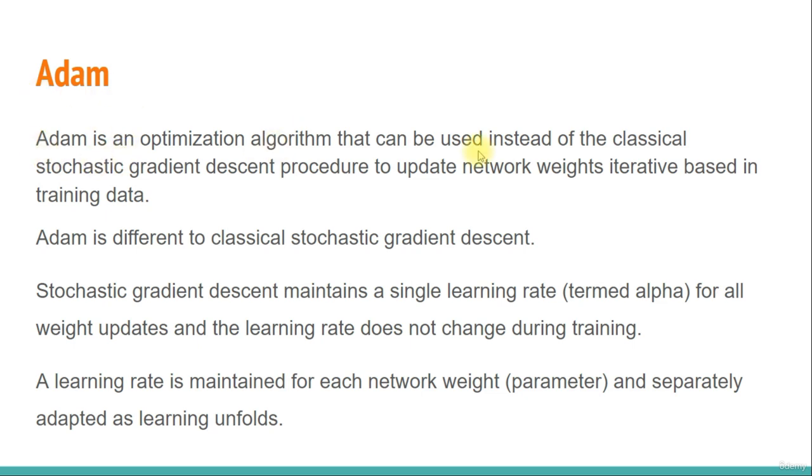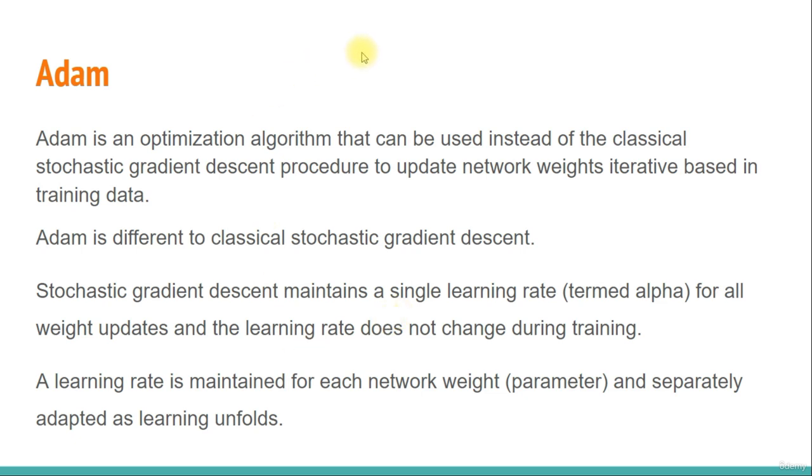The next and probably the most popular and most used optimizer is Adam. So Adam is an optimization algorithm that can be used instead of the classical stochastic gradient descent procedure to update network weights iteratively based on training data. Adam is different to classical stochastic gradient descent.